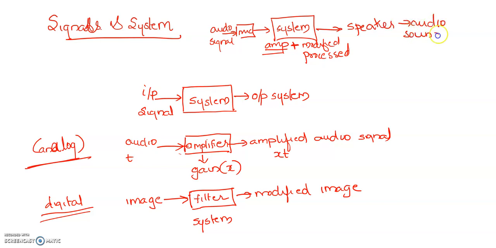So a lot of real-life situations in our day-to-day life contain a combination of signals and systems, which could depend on analog as well as digital signals that are part of our day-to-day life.